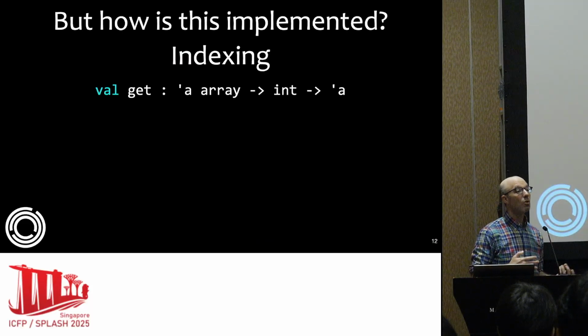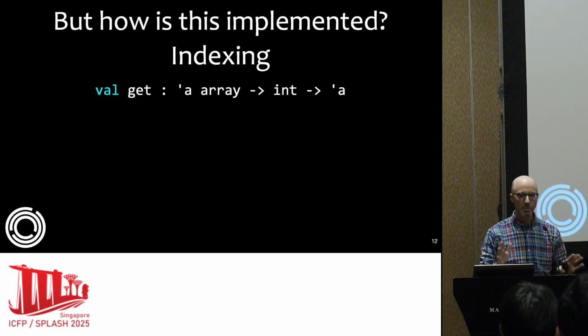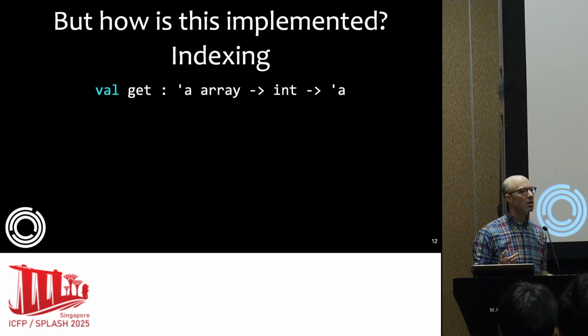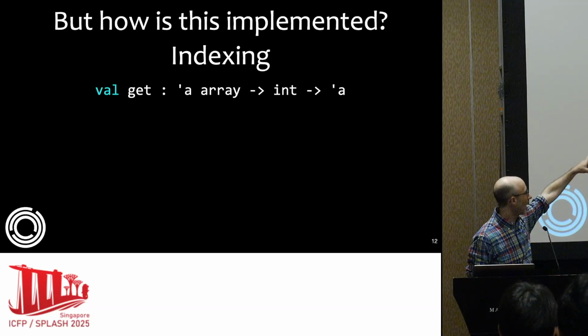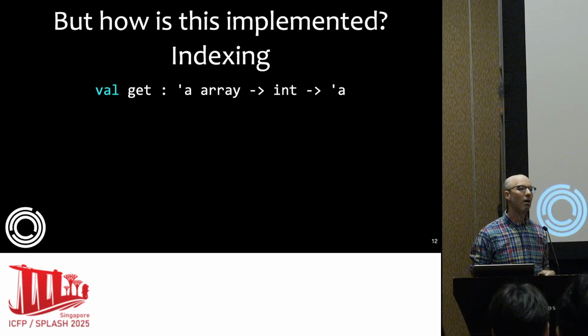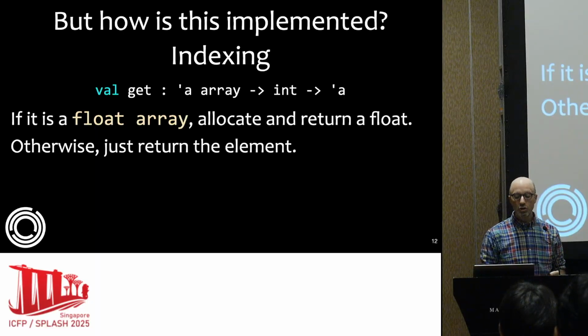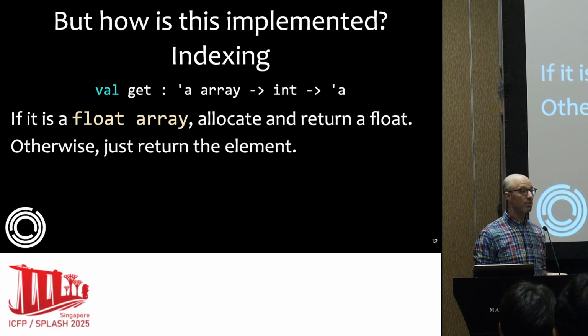Okay, so the other challenge is how do we index? So I'm going to look at get. Set has all of the same properties, but get is just slightly simpler, so we'll look at get. So here, now, if I have an alpha array and I'm returning an alpha, well, a float array doesn't actually have floats in it. It has something else. So we have to do something special for floats. So we have to check, is it a float array?